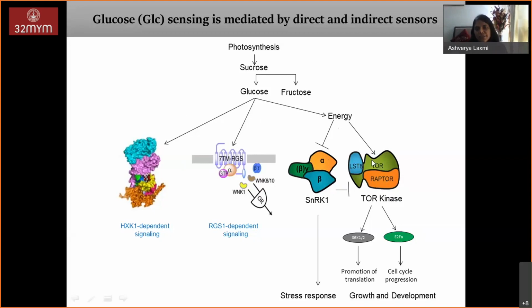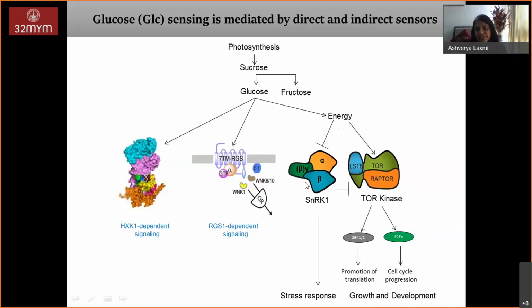So TOR kinases are activated when there is ample energy, when there is a conducive environment. Once TOR kinases are activated, they can upregulate some of the transcriptional and translational programs of the plant so that the plant can show growth and development. SnRKs, which are SNF-related kinases, are activated when there is less energy, when there is starvation, when the conditions to grow are not that conducive.